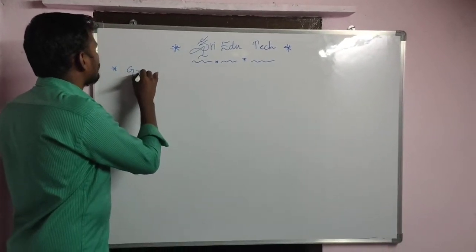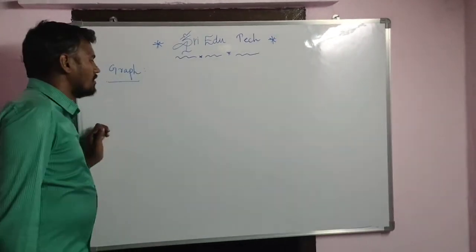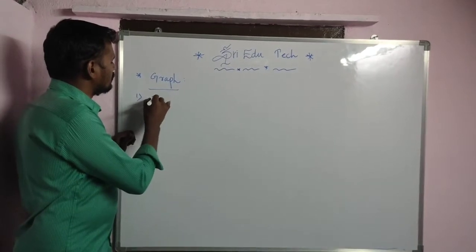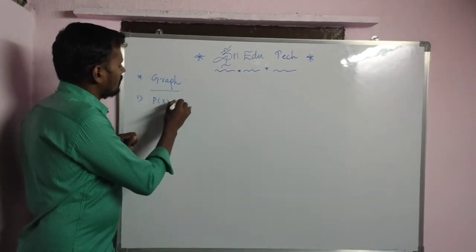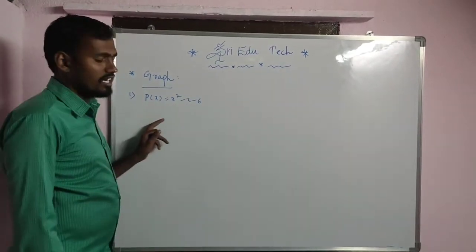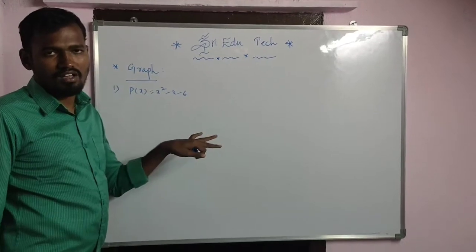This question is only 4 marks, right? So see, p of x is equal to x square minus x minus 6, okay? Draw the graph for this polynomial and find its zeros.